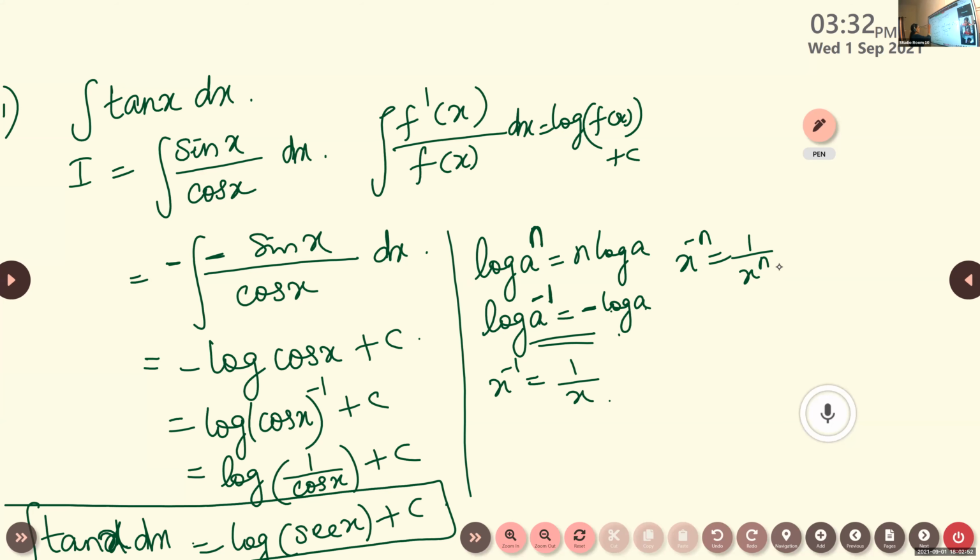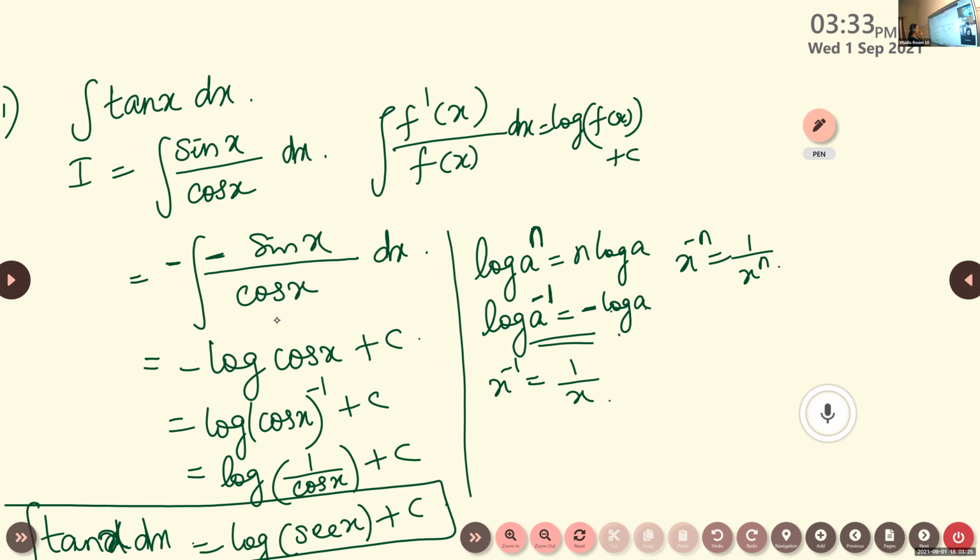So using this, the question is integral of tan x dx. Tan x, we can write as sine by cos. What is the derivative of cos x here? It is minus sine x. The minus sign is not there, so what we do? We multiply by minus, writing this as negative of negative. Now the derivative of the denominator is in the numerator. Derivative of cos x is minus sine x. So we are writing this as minus log cos x plus c.